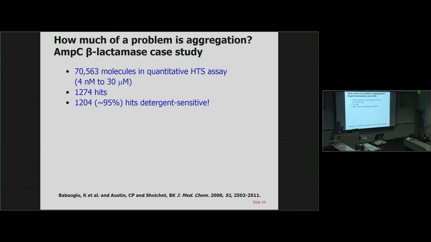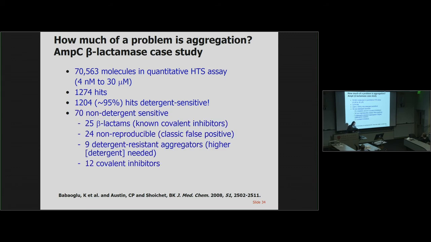If you can't screen in detergent for whatever reason, when you follow up on your assay, if you add detergent and your activity disappears, that's almost a sure sign that you'll get an aggregation. Of the remaining 70 hits, 25 were beta-lactams. It's a beta-lactamase, so no surprise there.